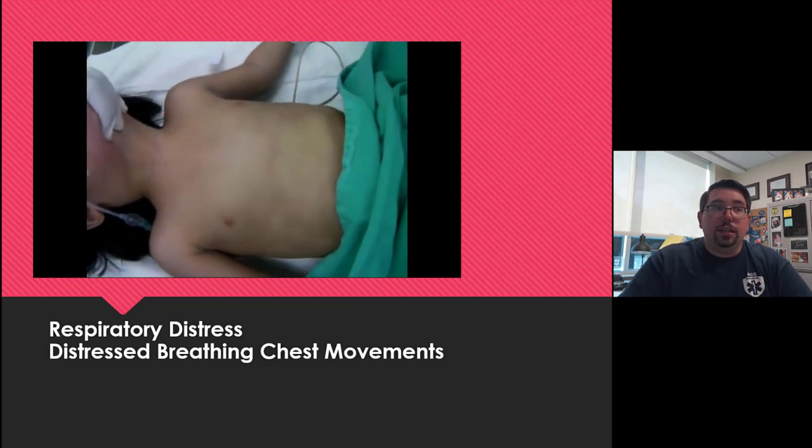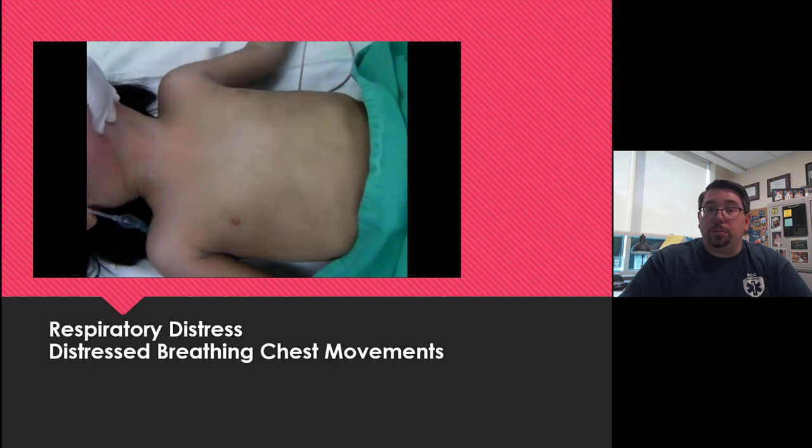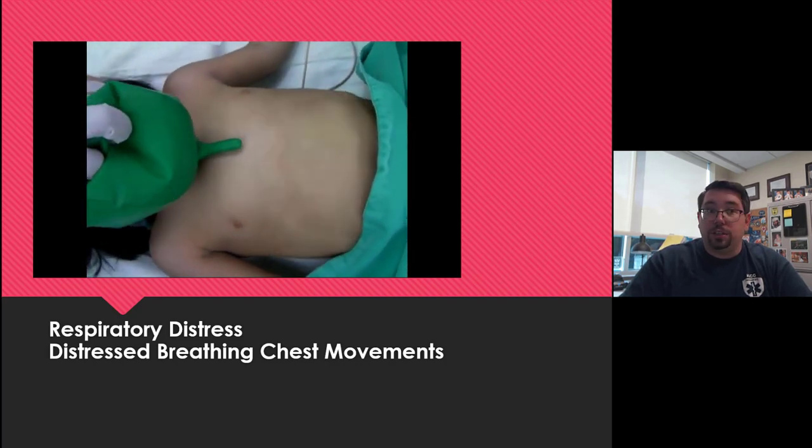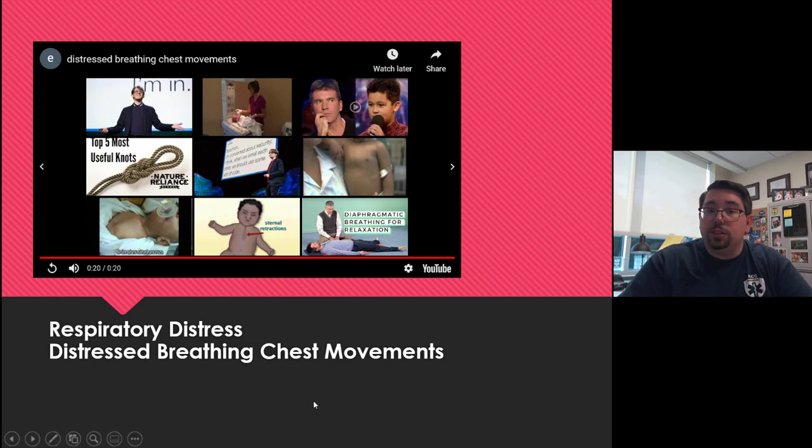You can clearly see the intercostal, subcostal, suprasternal retractions, subclavicular retractions in this child. This kid is really struggling to breathe. Let's watch one more time.